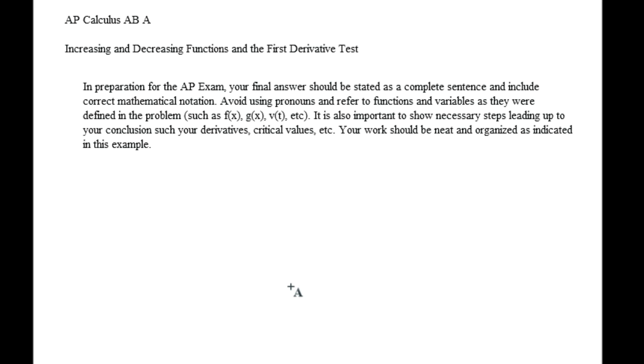It is also important to show necessary steps leading up to your conclusion, such as your derivatives, critical values, etc. And I've noticed on your work that you've been doing that, but we need to make sure they're complete sentences. You've been showing the work, but I haven't seen the complete sentences, so let's start tying that together.